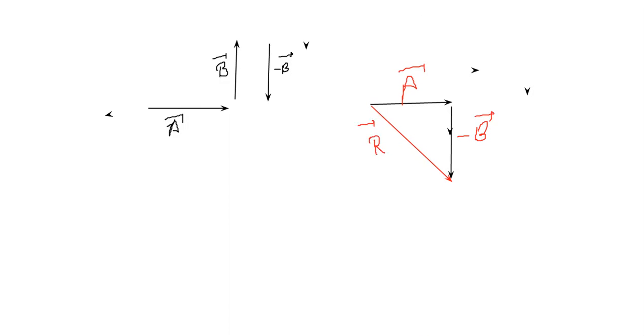Now, if we want to subtract more than two vectors, how do we subtract? Suppose we write the directions of all the vectors. Suppose A vector is in this way, B is in this way, C vector is in this way, and D vector is this. So this is the direction for A, B, C and D.